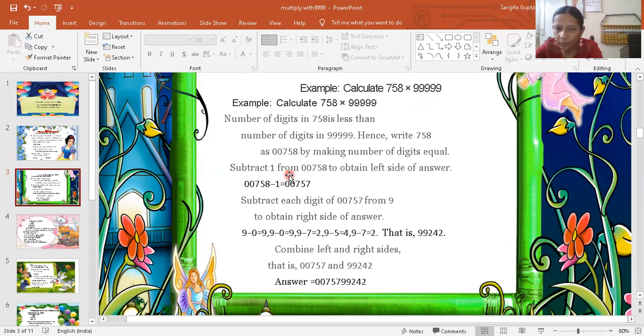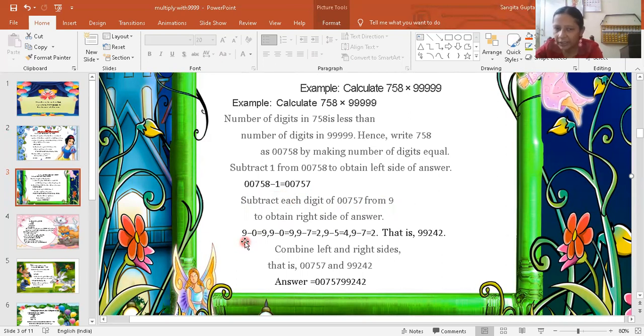So what you have to do, as you have done in the earlier example also, you have to subtract 1 from this 00758 to obtain the left hand side of the answer. So I have done here 00758 minus 1, which is equal to 00757. Now you have to subtract this 00757 from the number of 999 in the question. So how will you do that?